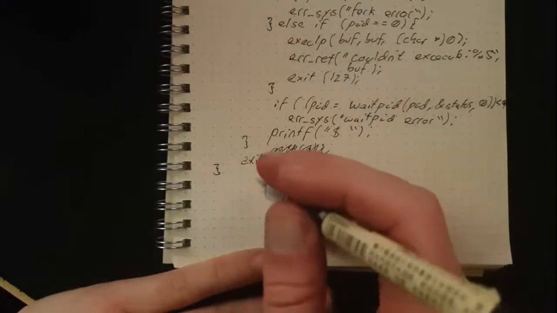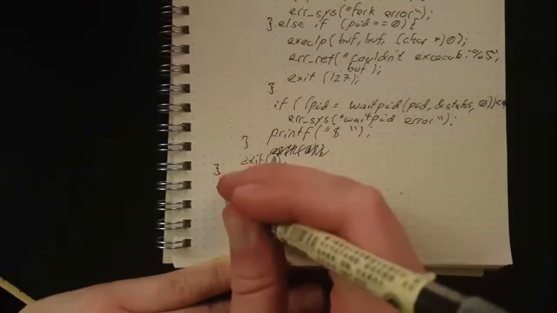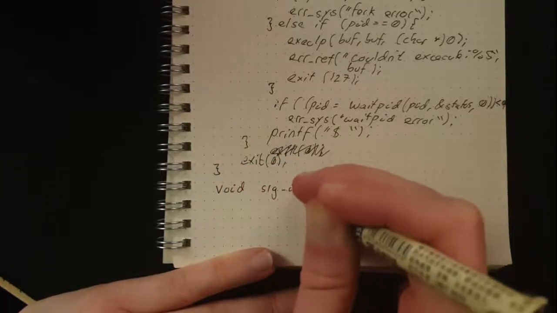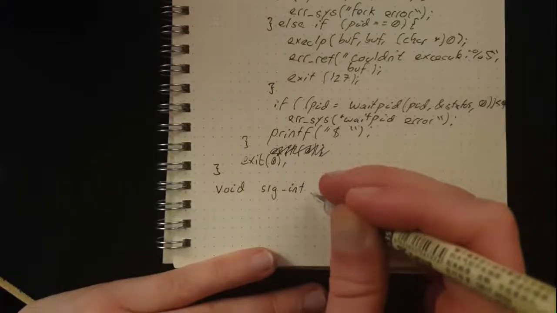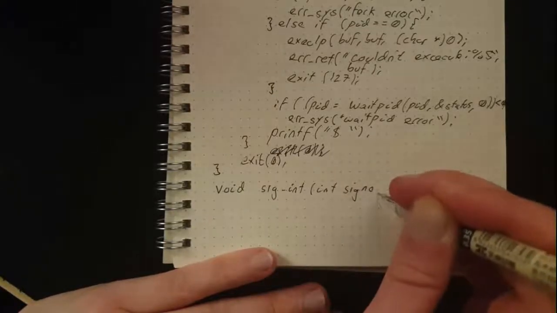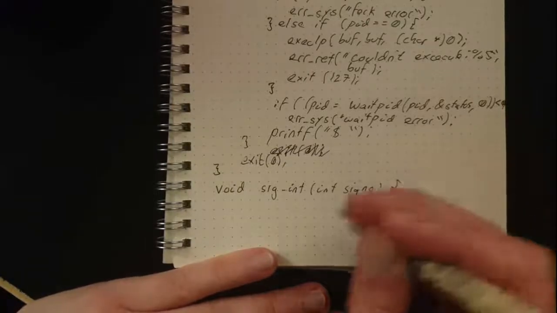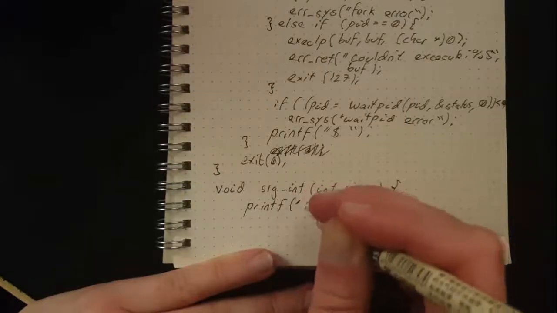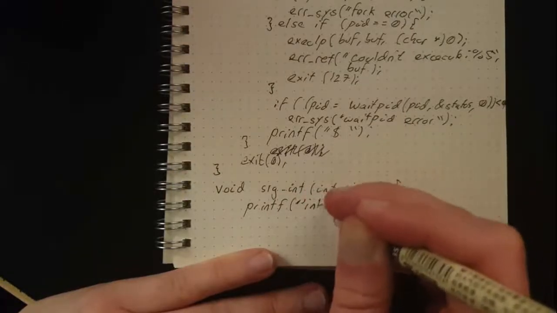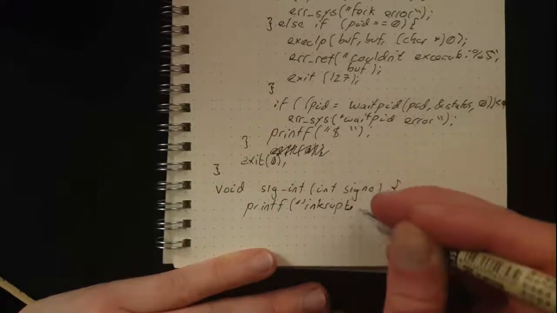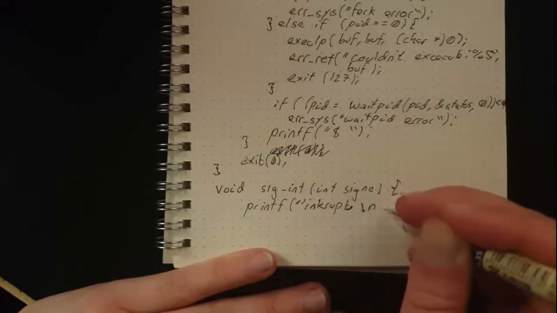And now here we add void sig_int(int signo), printf interrupt, $.